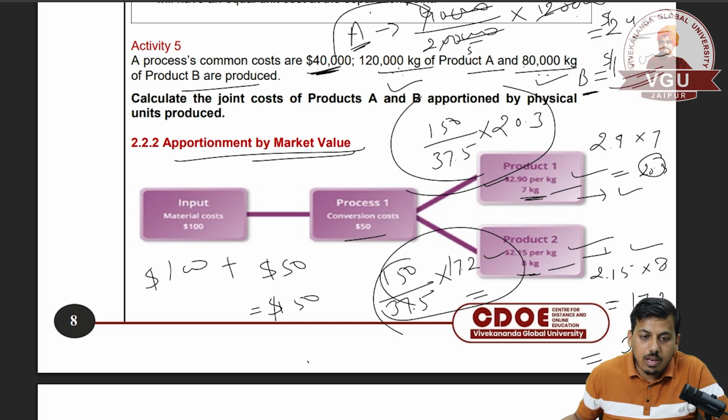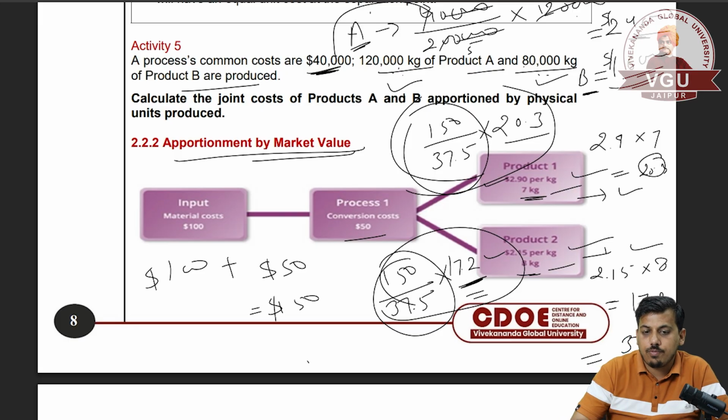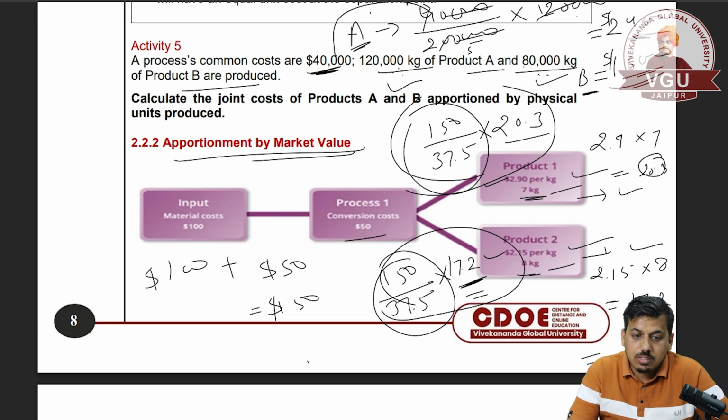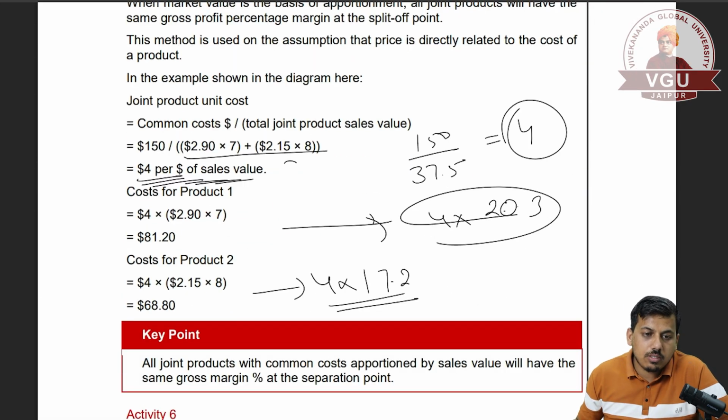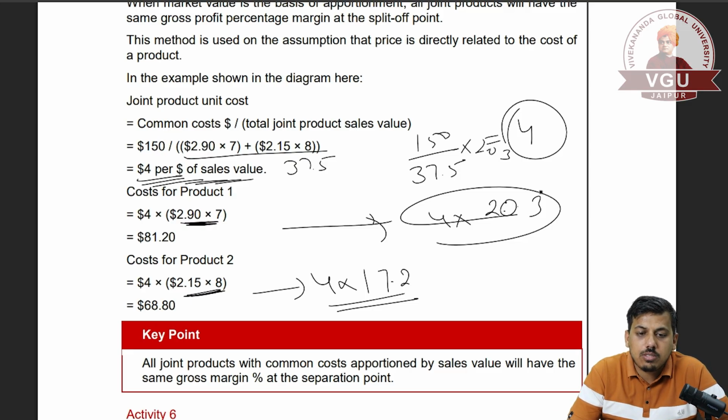They have calculated it separately: 150 divided by 37.5, and they have calculated 20.3 and 17.2 separately. We have done it in the same question, in the same calculation. So the total of this is 37.5, so 150 divided by 37.5, and we have multiplied it here by 20.3. They have calculated it separately, 7 into 2.9 and 2.5 into 8. The same calculation is done here.